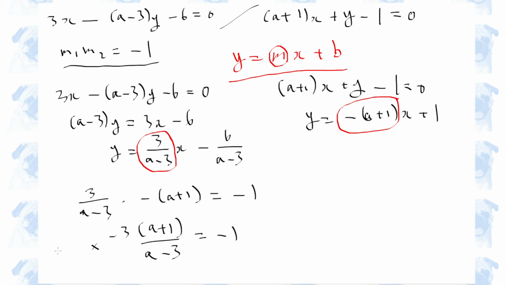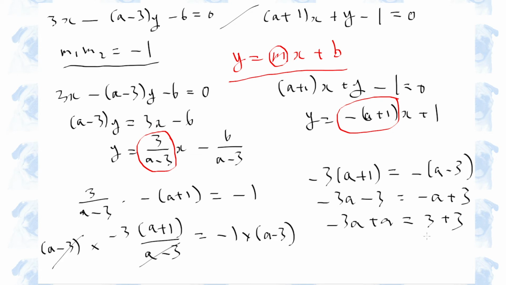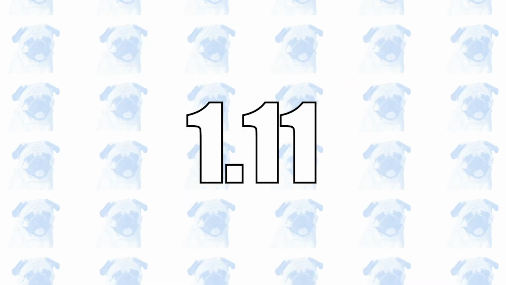Let's multiply both sides by minus 3. So a must be -3.